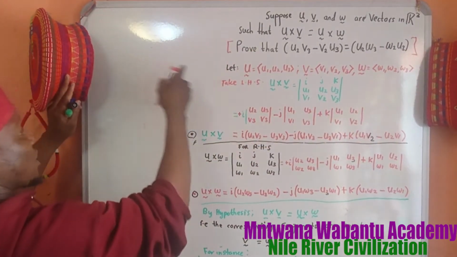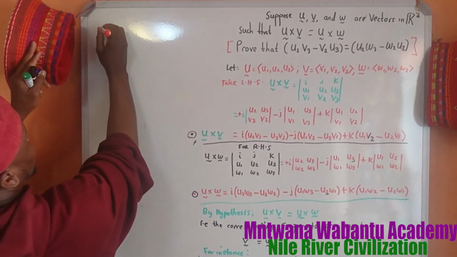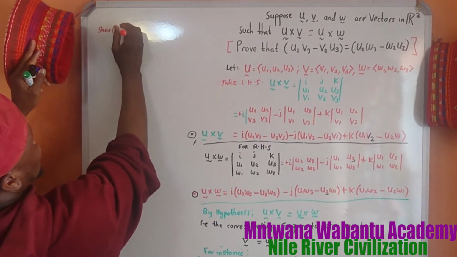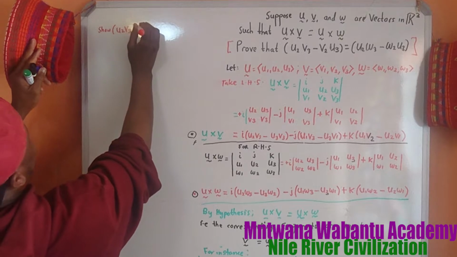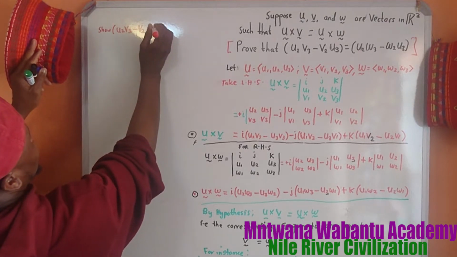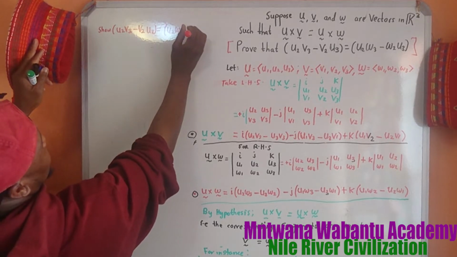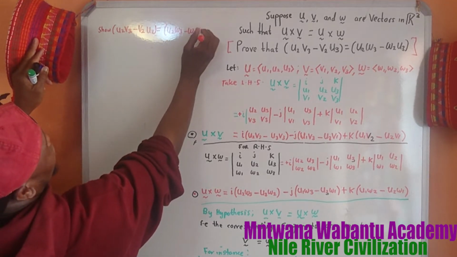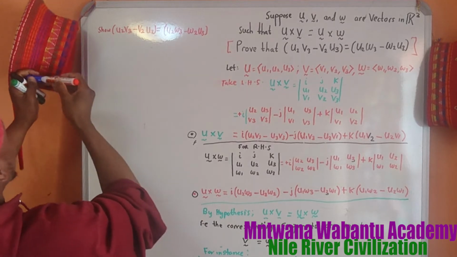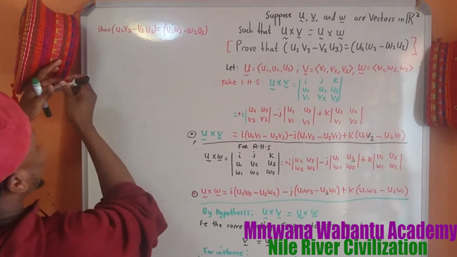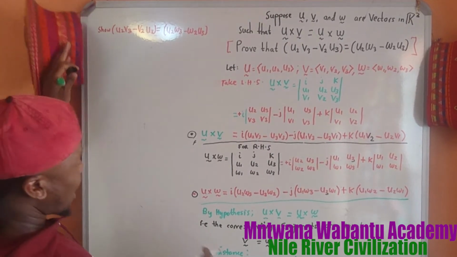Also you have to show, now we have to show what? Show u2 v3 minus v2 u3 we want to show equal to u2 w3 minus w2 u3. So let's substitute here so we can finish quick. So we know our u2. What is u2? Our u2 equals 2.